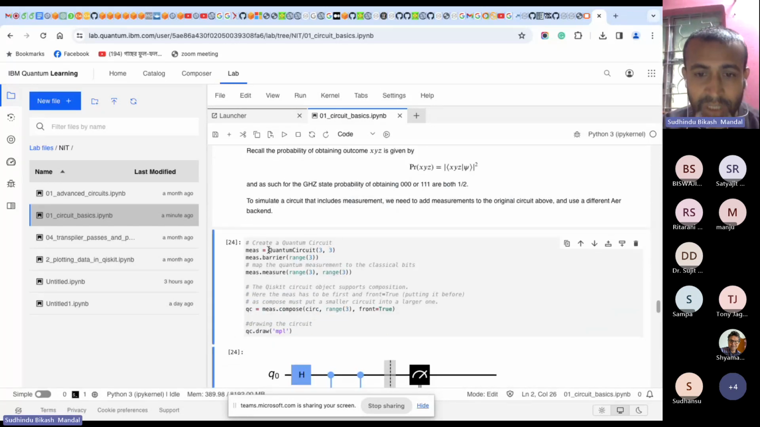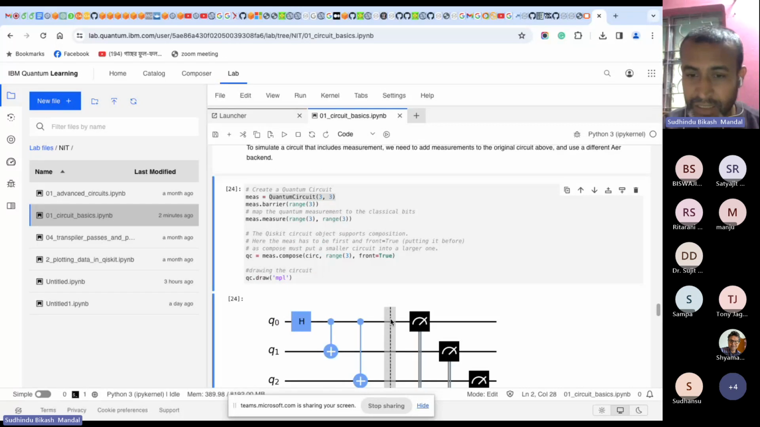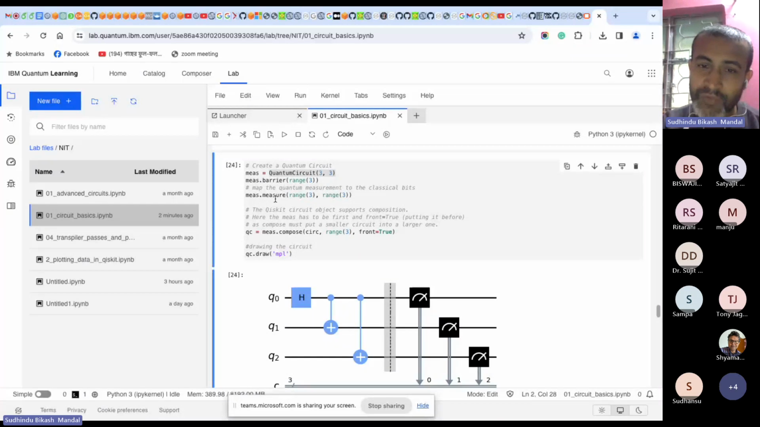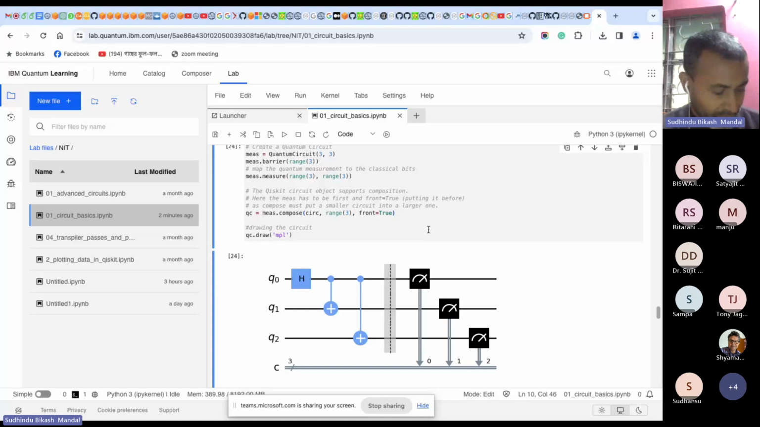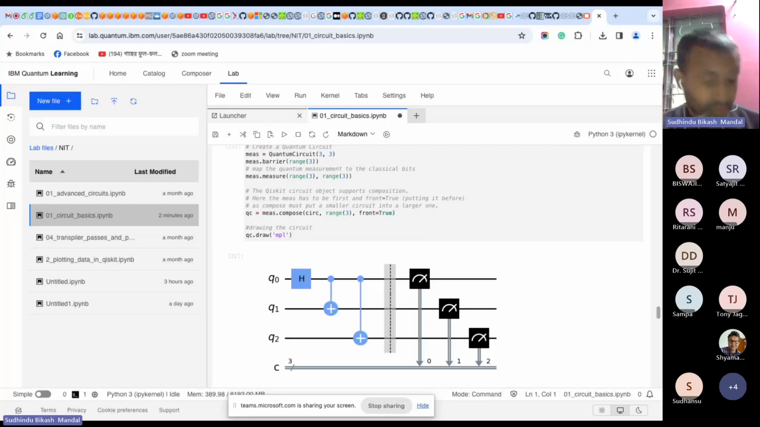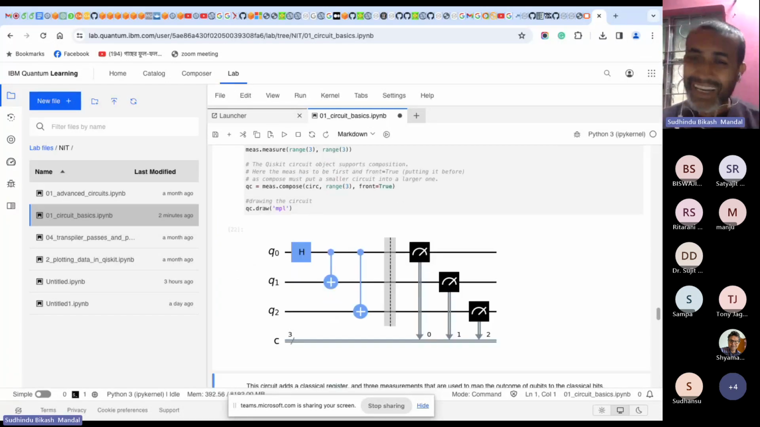I'm creating another quantum circuit. There are 3 qubits and 3 classical registers, and I'm putting a barrier here, meaning segregating the quantum state from the classical measurement state. Now, measure from where to where? This one is from quantum register to classical register. And if you draw this, actually, oh, sorry, I am taking more time. I will take only 2 minutes. Okay.